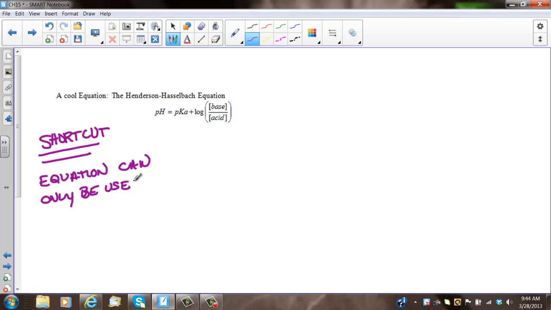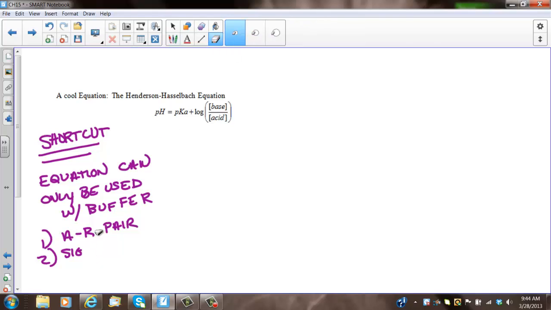How do you know you have a buffer? Well, I told you. You have to have an acid-base conjugate pair, right? So acid-base pair. And you must have significant quantities. You must have significant quantities.